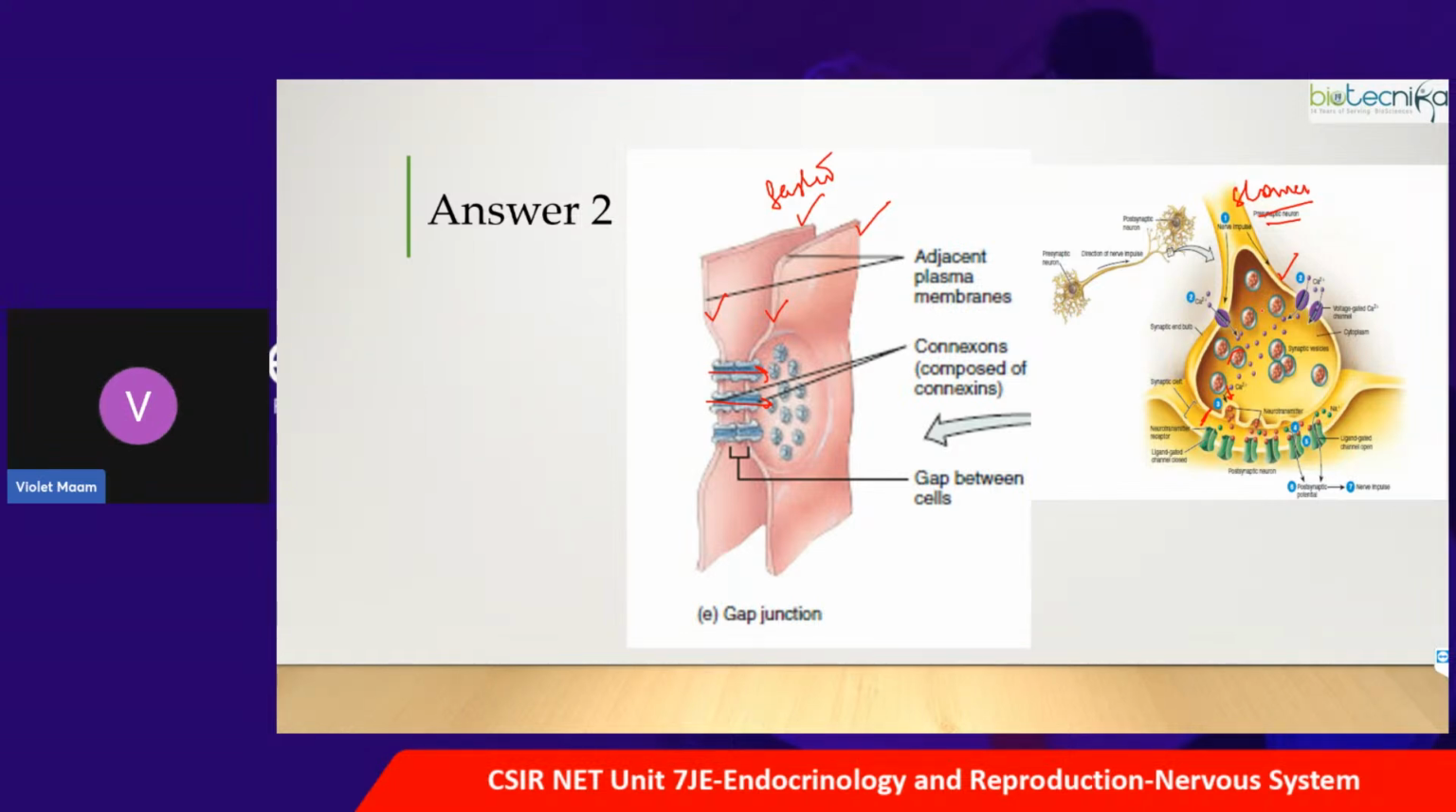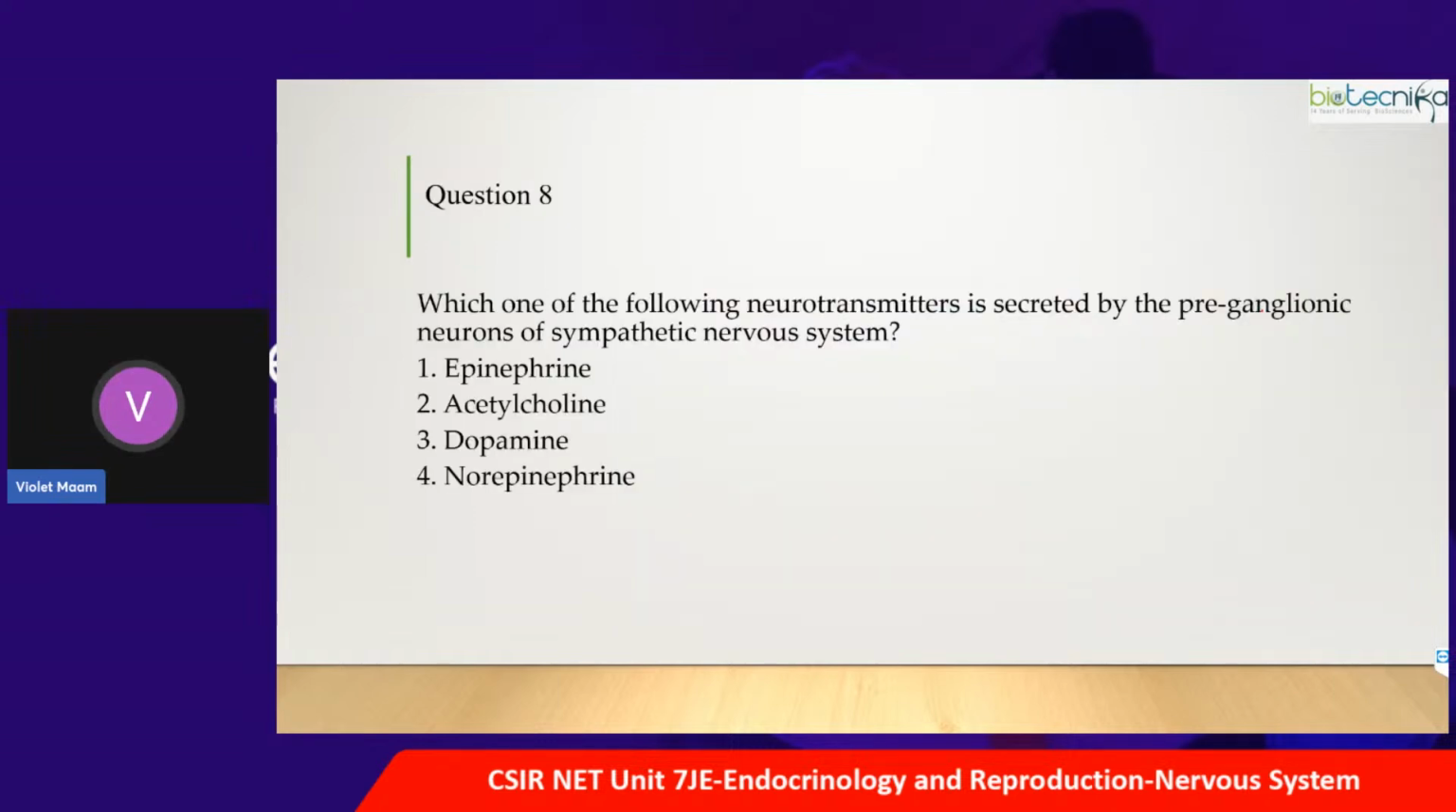Right? So now let's move ahead and see the next question. This will be the last question for the day. Which one of the following neurotransmitters is secreted by the preganglionic neurons of sympathetic nervous system? Can you all try and tell me? I think this was a part B question. They ask questions from neurotransmitters as well, so you need to study that as well.